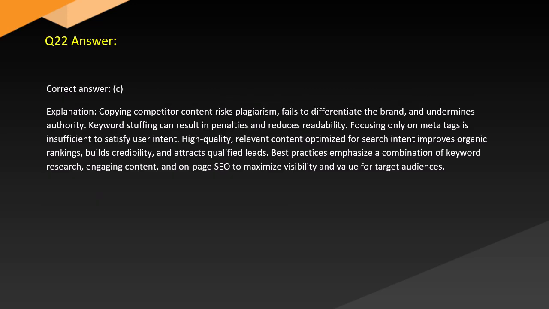Answer. Correct answer, C. Explanation. Copying competitor content risks plagiarism, fails to differentiate the brand, and undermines authority. Keyword stuffing can result in penalties and reduces readability. Focusing only on meta tags is insufficient to satisfy user intent. High-quality, relevant content optimized for search intent improves organic rankings, builds credibility, and attracts qualified leads. Best practices emphasize a combination of keyword research, engaging content, and on-page SEO to maximize visibility and value for target audiences.